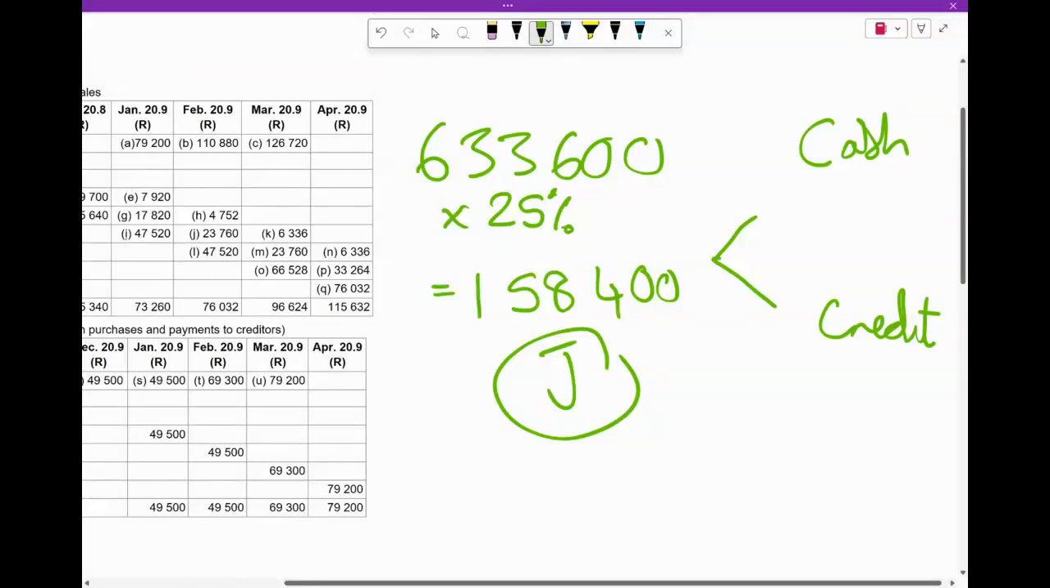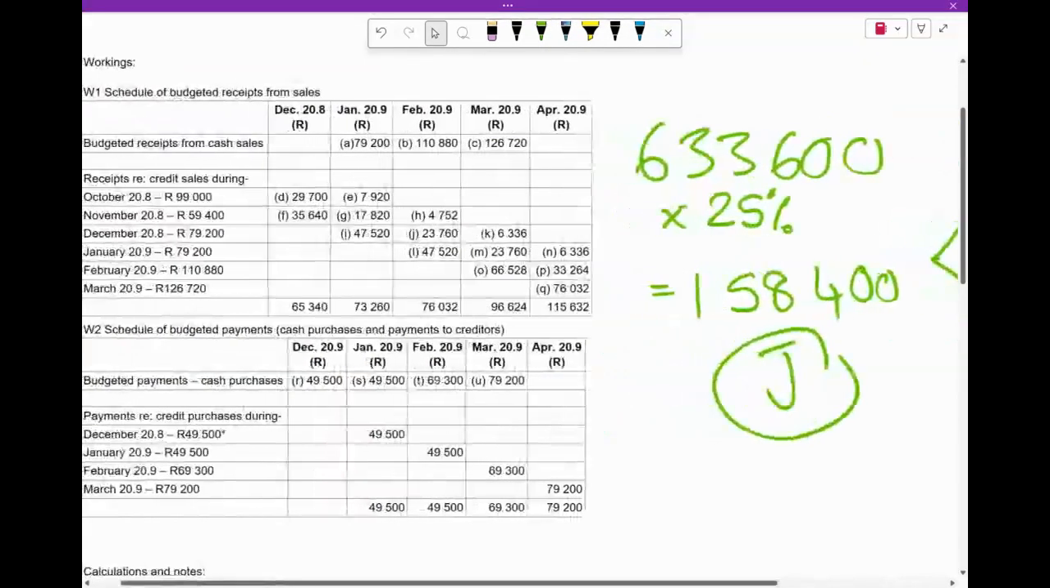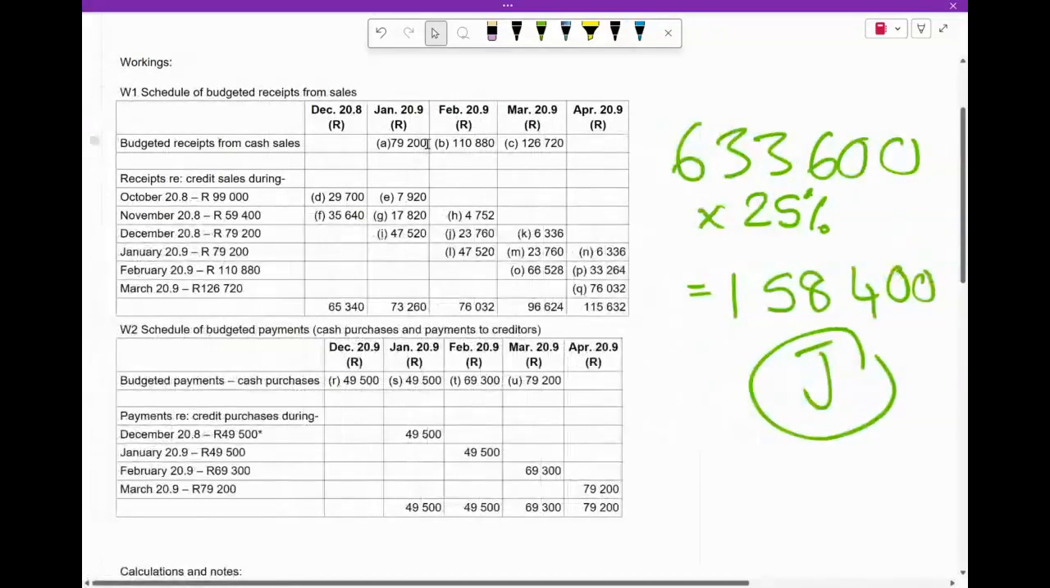50%. It's 50-50, okay? And that you can just say divided by 2. So that is how they're coming to this answer here for the cash for January.